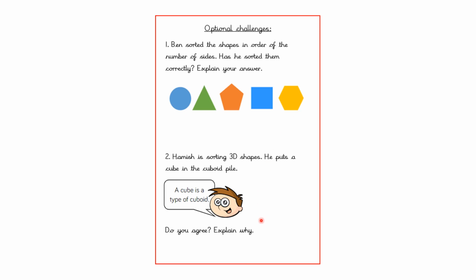And question 2 says, Hamish is sorting 3D shapes. He puts a cube in the cuboid pile. And he's saying a cube is a type of cuboid. Do you agree? Explain why. So for that one, I've given you a couple of hints during the lesson, so have a really good think and a careful thought about that one.